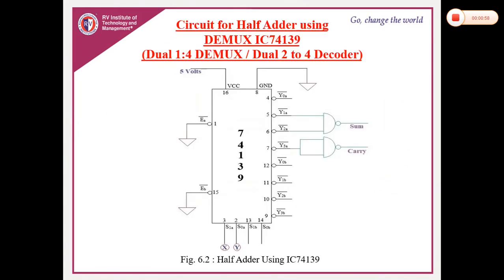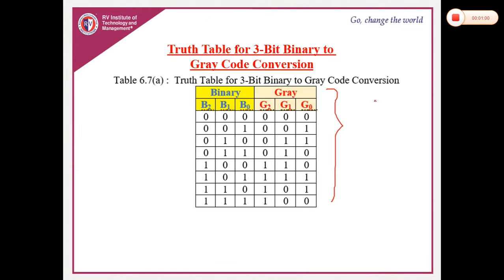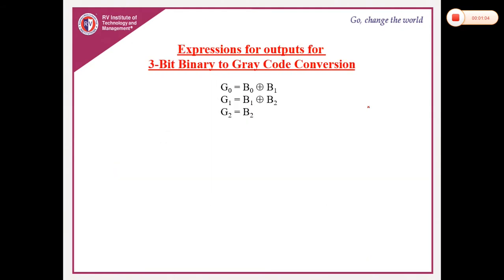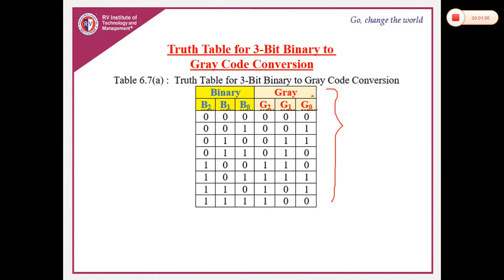the actual things now. What is this binary to gray code, and how did you get this? All these things you should know. First and foremost, I will try to write the truth table for this. So binary to gray code, how do we do this actually? It is nothing but the 3-bit binary to gray code conversion, whatever you can see here.